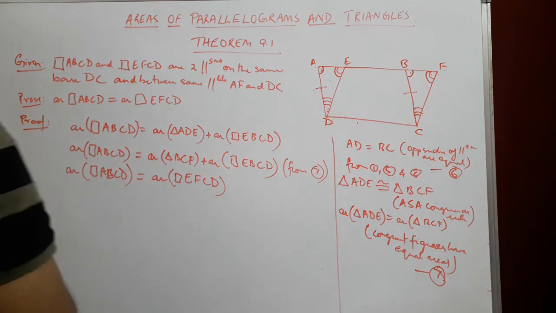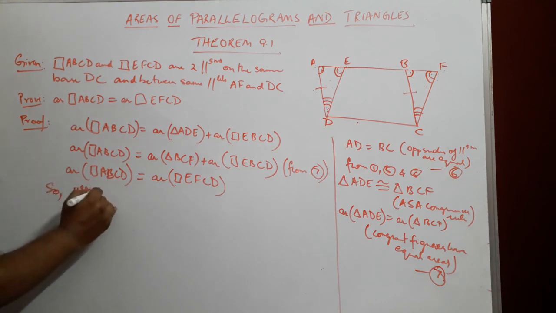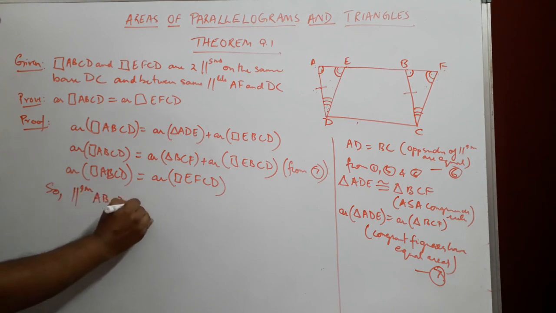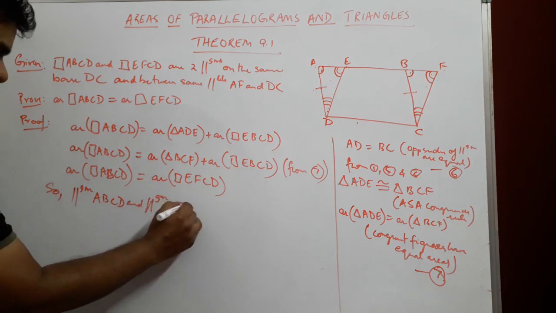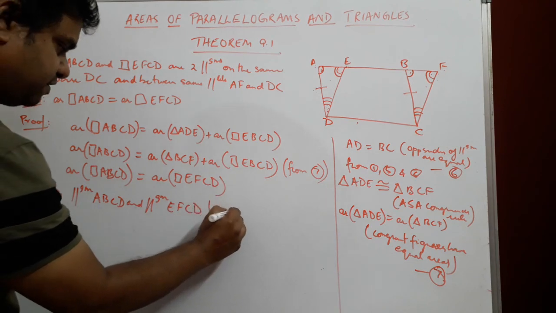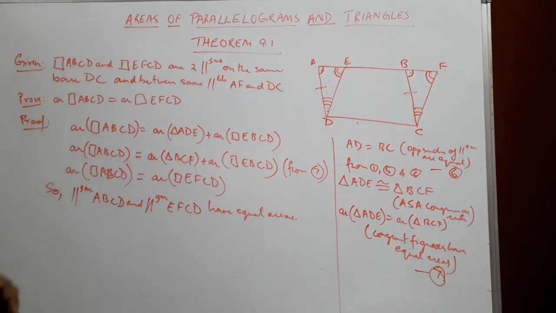So you can say, parallelogram ABCD and parallelogram EFCD have equal areas. Okay, so that's how we prove and establish the fact that parallelograms which share a common base and lie between the same parallels have equal areas.